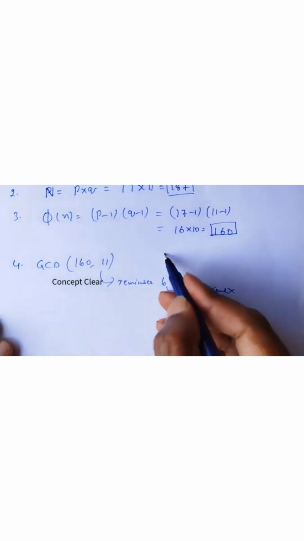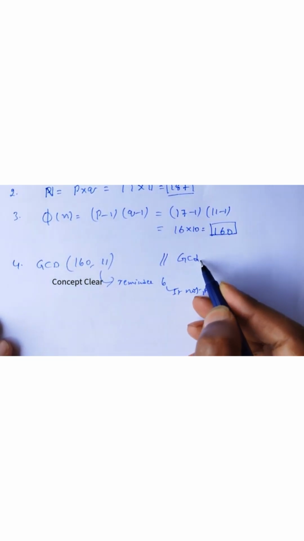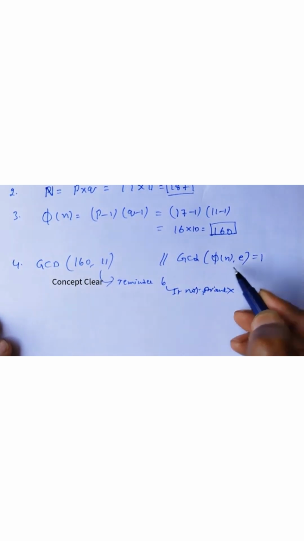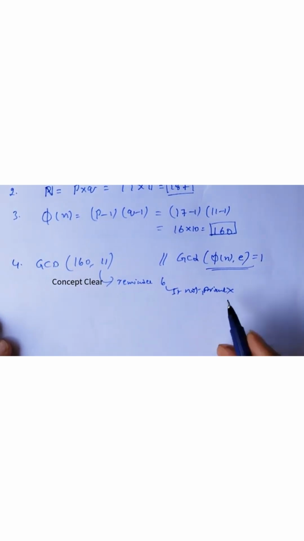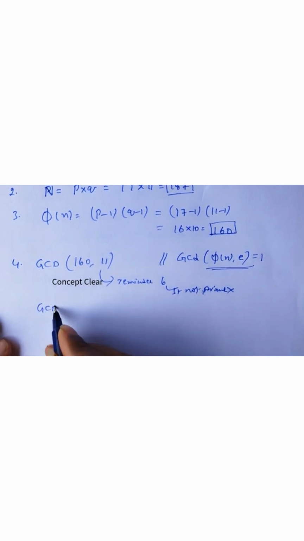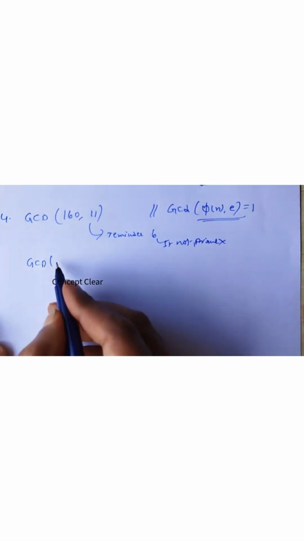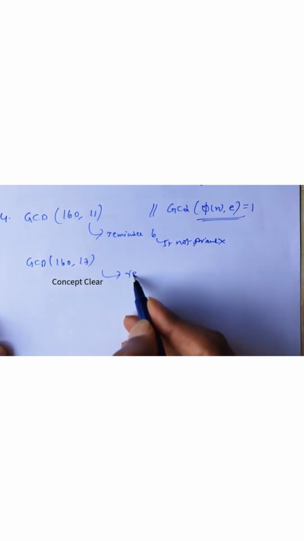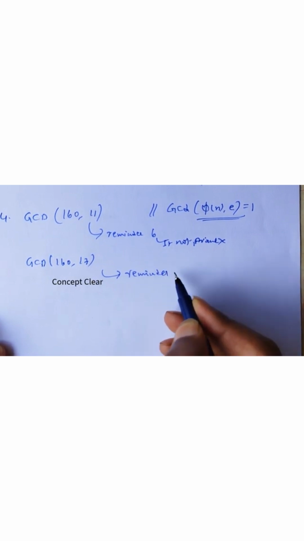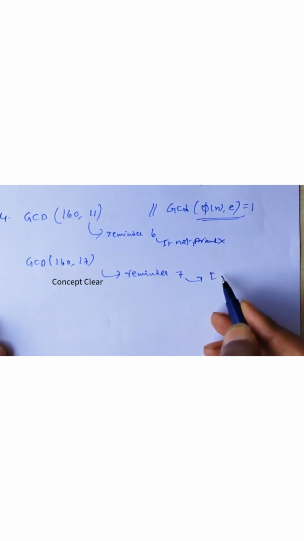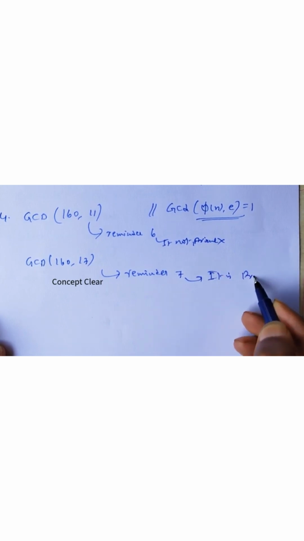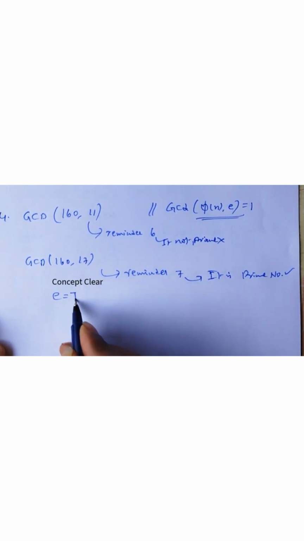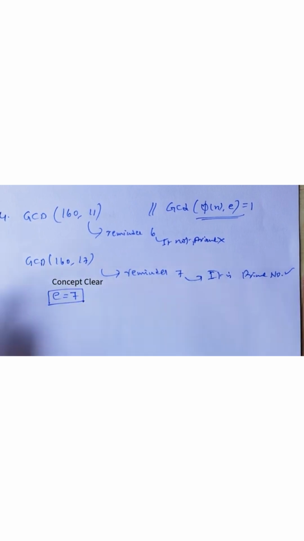So here what is the formula we are taking? The formula is GCD of phi of n comma e equals 1. This condition has to be satisfied. Okay, it is not possible. And next one, GCD of 160 comma 17. If you perform this, the remainder is 7. The remainder is 7. So it is a prime number, the 7 is a prime number. So it is accepted. So E value equals 7.